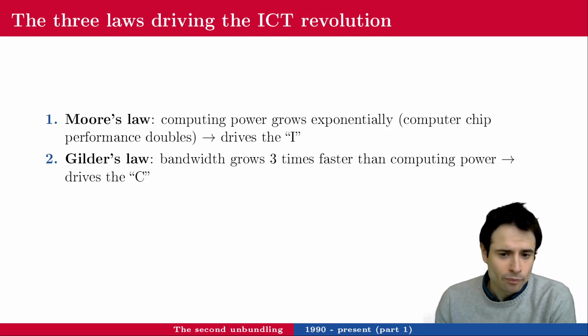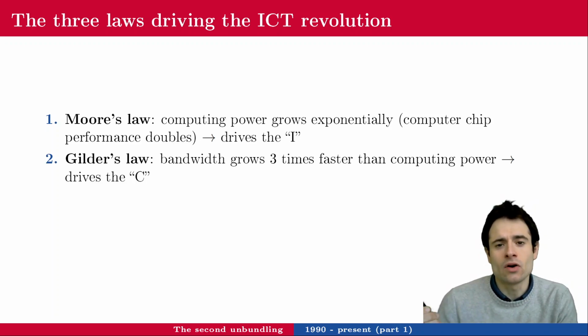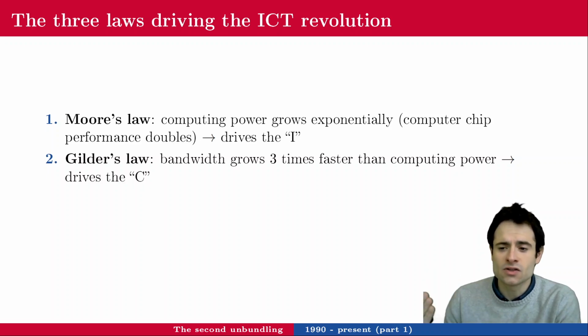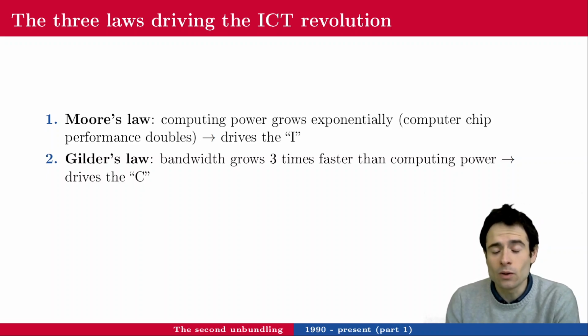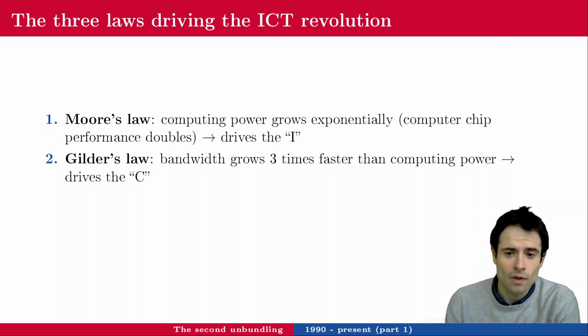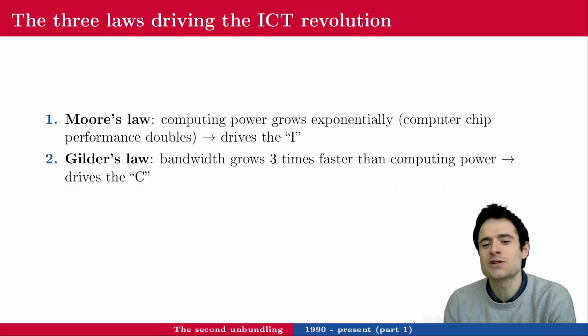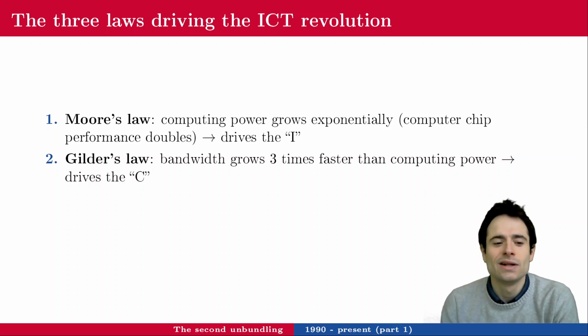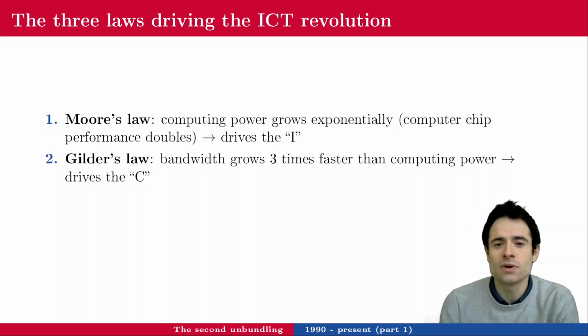Gilder's law talks about the bandwidth. So it talks about the communication part, how fast communication goes between two different locations. The bandwidth grows 3 times faster than computing power, and computing power grows exponentially already. So you can see how the communication aspect of the ICT revolution is improving very fast.